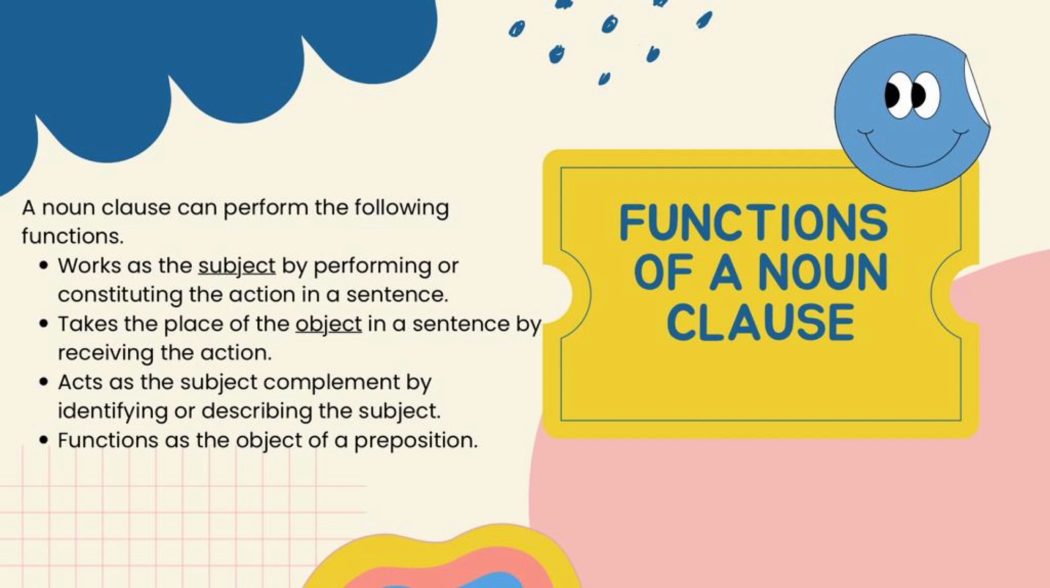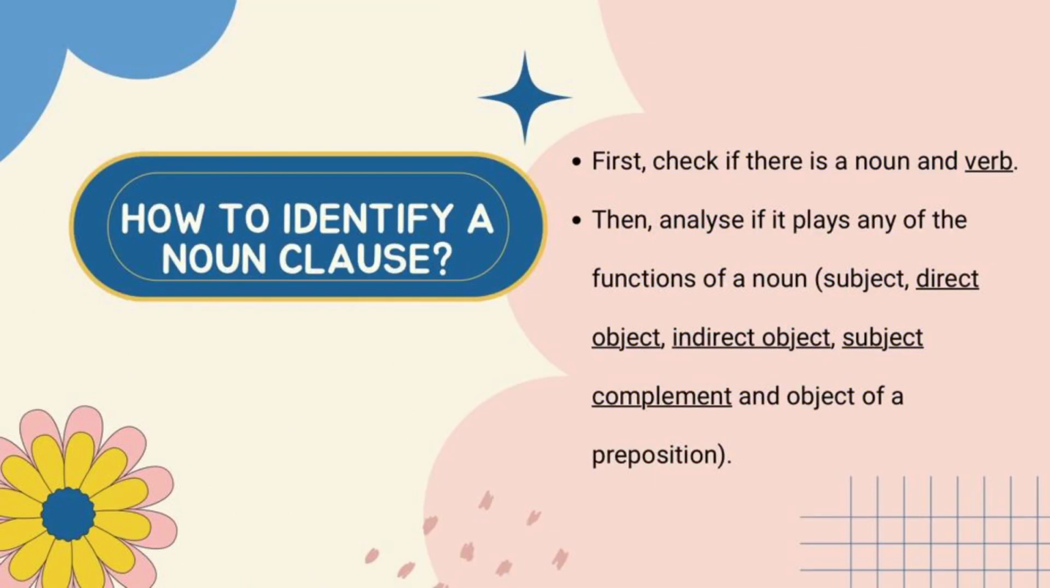First, it works as the subject by performing or constituting the action in a sentence. Second, it takes the place of the object in a sentence by receiving the action. Third, it acts as the subject complement by identifying or describing the subject. The last, it functions as the object of a preposition.